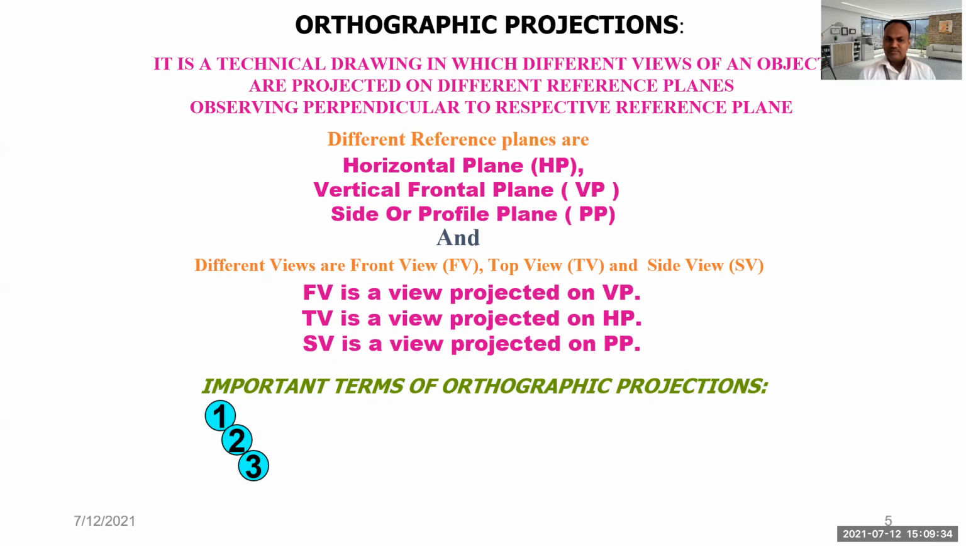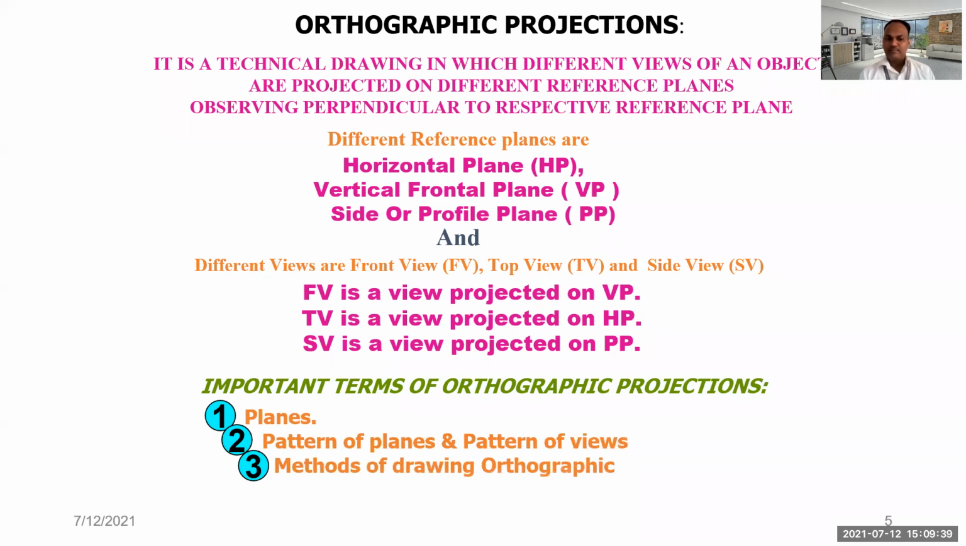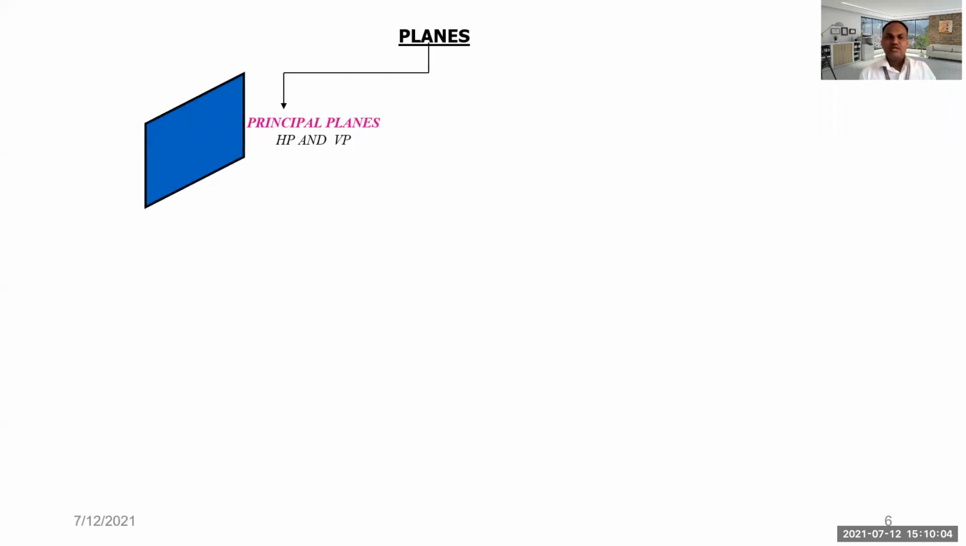Now we'll see some important points or terms. What do we mean by plane? Plane is nothing but, if I show you any book, this is called one plane. Pattern of planes and pattern of views we are going to see, and methods of drawing in orthographic projection we are going to see here. Now what we mean by planes we'll see here. So this is called the vertical plane, this is the horizontal plane.